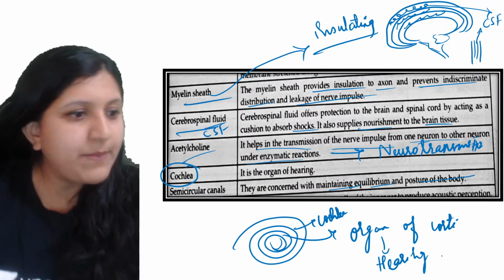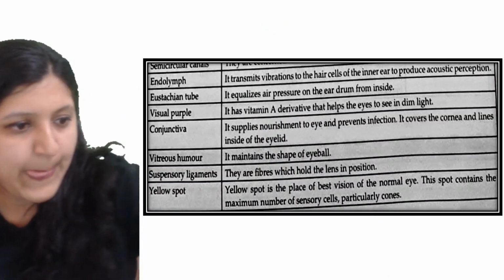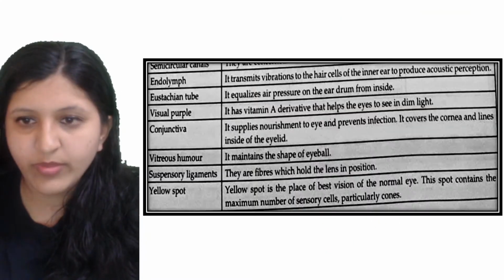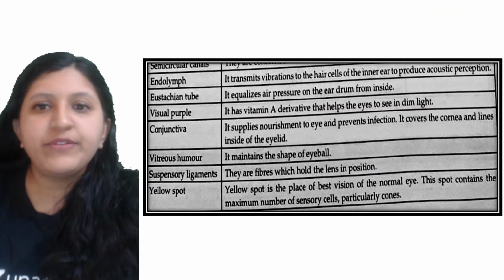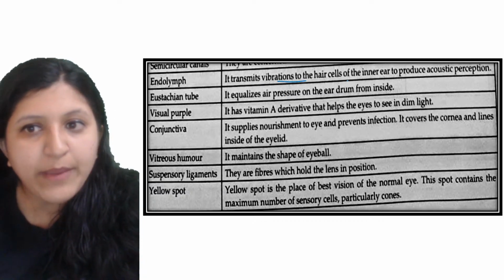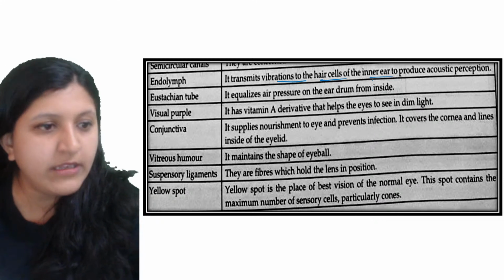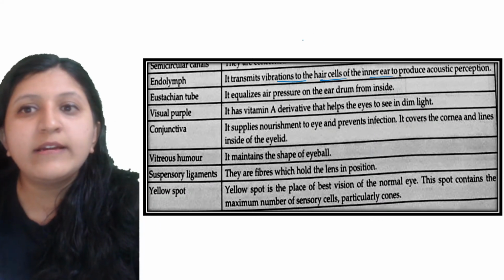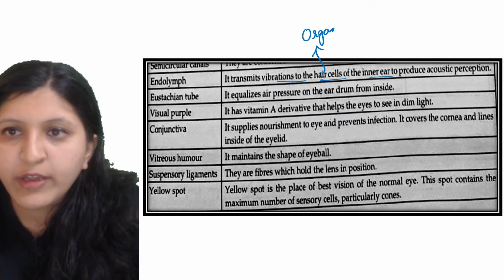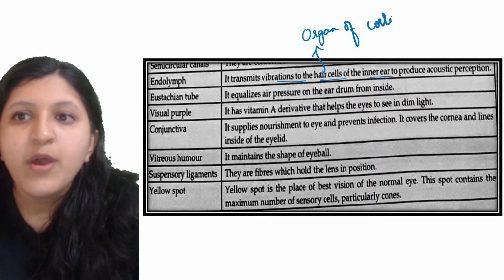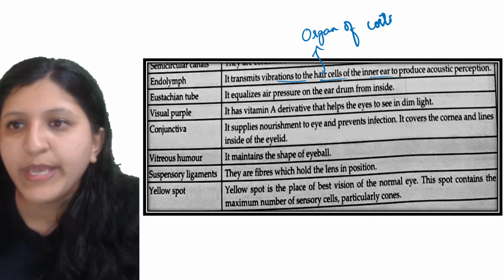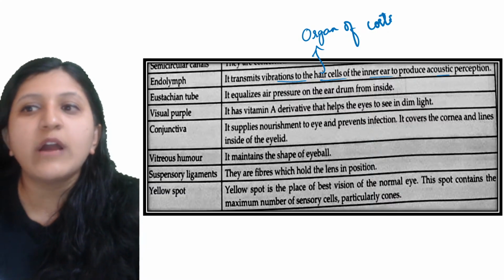Okay, so we discussed the semicircular canal. Yes, any doubt? So then endolymph is present. Endolymph basically transmits the vibration to the hair cells of the inner ear. The inner ear hair cell is nothing but the organ of Corti. The organ of Corti is the one which receives this particular sensation. So basically the impulses being received produce acoustic perception.